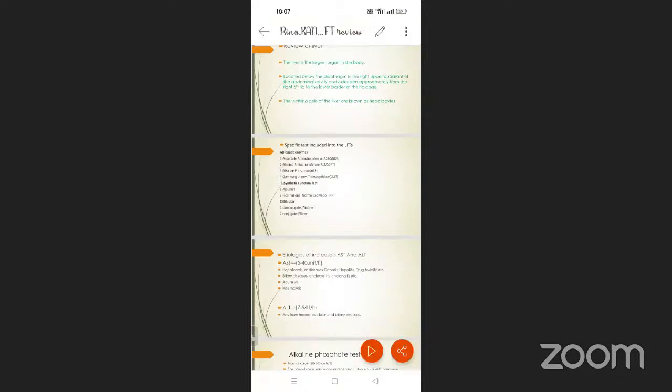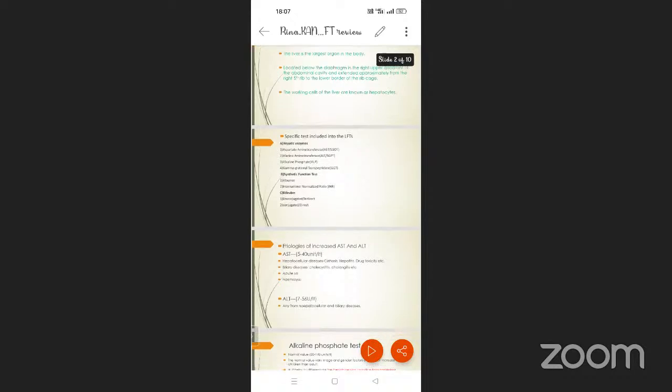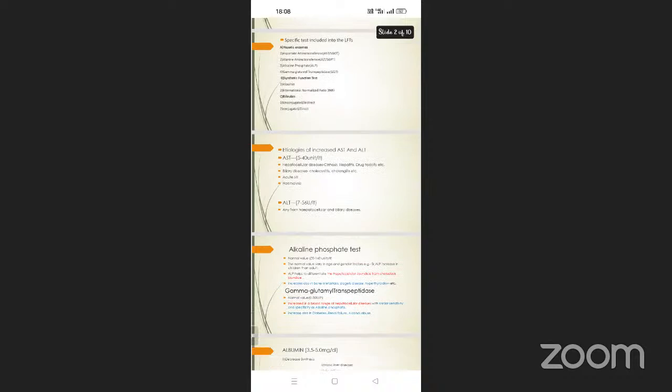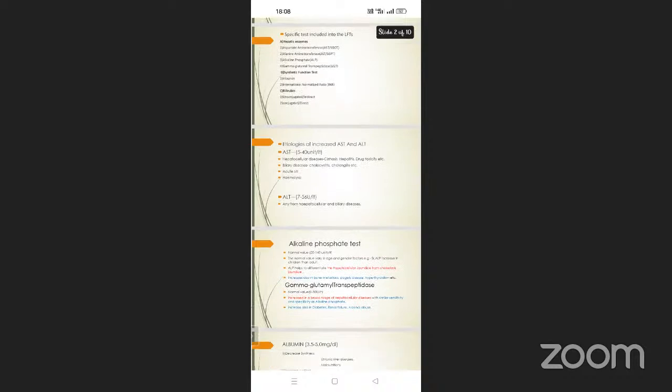First are the hepatic enzymes: aspartate aminotransferase, which we call AST or SGOT, and alanine aminotransferase, ALT or SGPT, alkaline phosphatase, that is ALP, and gamma glutamyl transferase, that is GGT. In synthesis, albumin and international normalized ratio. Then bilirubin: unconjugated, that is indirect, and conjugated, that is direct. Now, etiologies of increase in AST and ALT parameters.